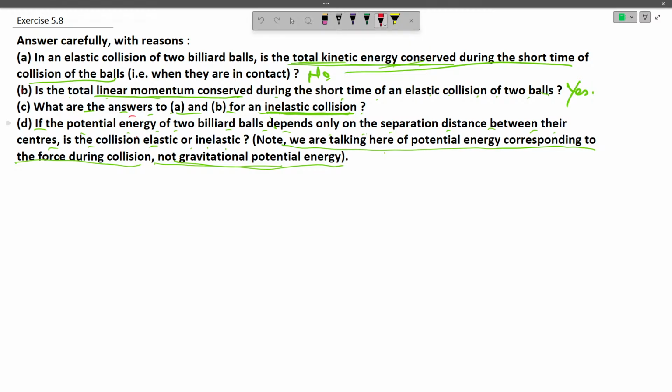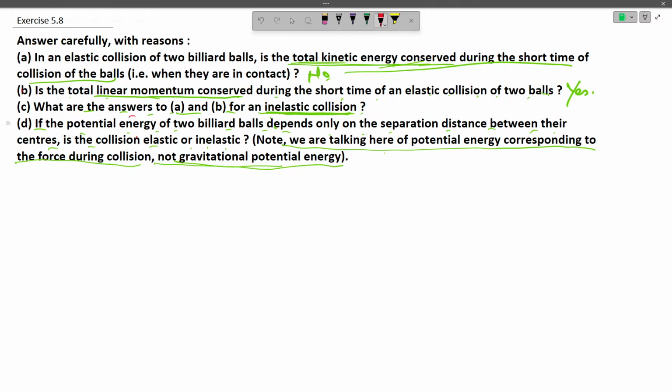And the fourth question is, if the potential energy of the two billiard balls depends only on the separation distance between their centers, is the collision elastic or inelastic? The collision would be elastic in nature. If the potential energy between the two billiard balls depends only on the separation distance between their centers, it implies that the forces during the collision are conservative, and in an elastic collision the total mechanical energy is conserved.